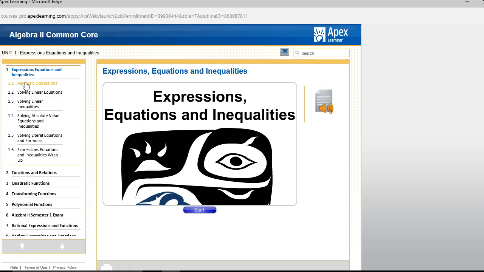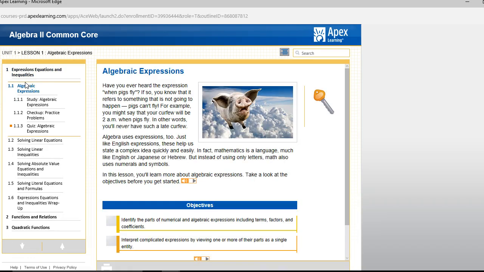I'm going to first go through 1.1, and we're not going to go through it all together, but I'm going to point out the very important pieces of your math textbook and your math lessons that all must be complete in order for you to successfully pass the quiz. It is not going to be possible for you to go through the math course without completing all the components of the lessons. It just won't work. So here are the 3 parts of each Apex lesson. There's a study, there's a checkup, and there's a quiz.